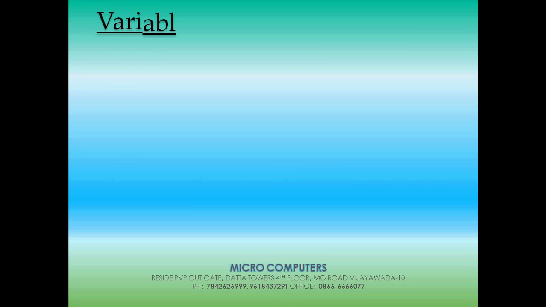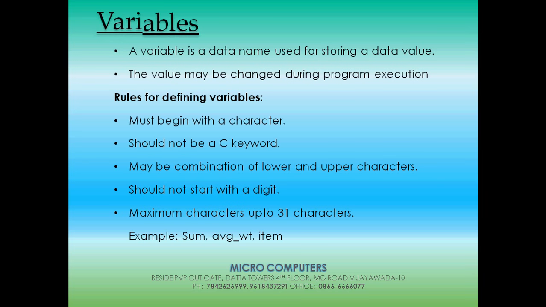Variables in C. A variable is a name of a memory location used to store data. Its value can be changed and reused within a program. Rules for defining variables are: it must begin with a character. It should not be a C keyword. A variable name may be a combination of lowercase and uppercase characters, and the max limit allowed is 31 characters. And a variable name should not start with a digit.